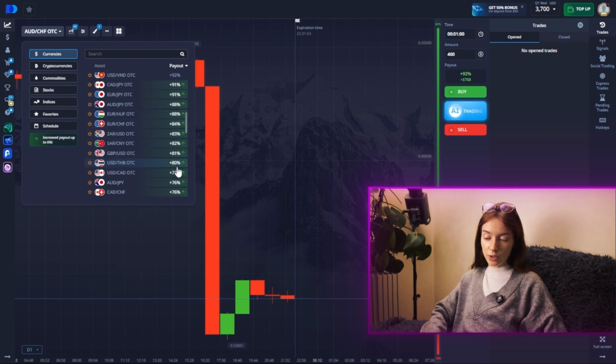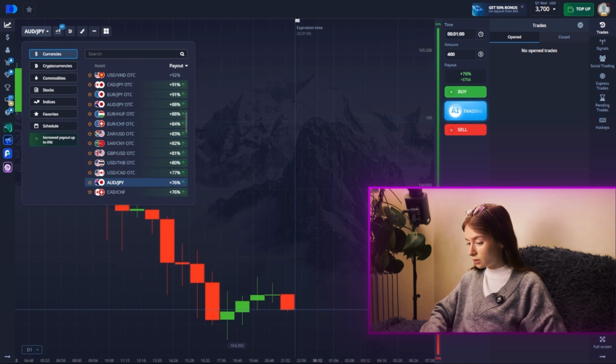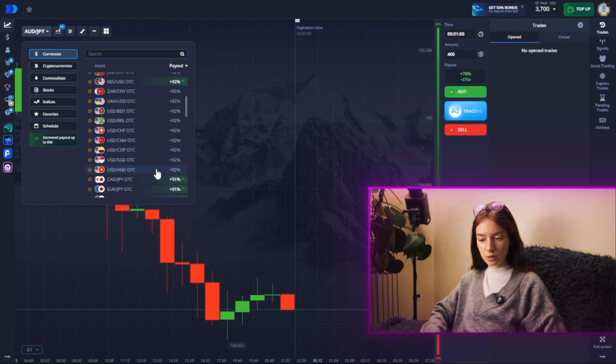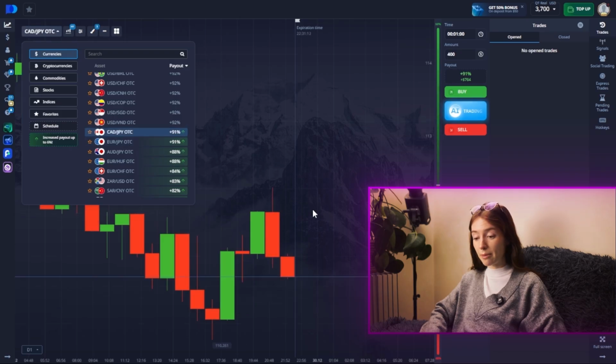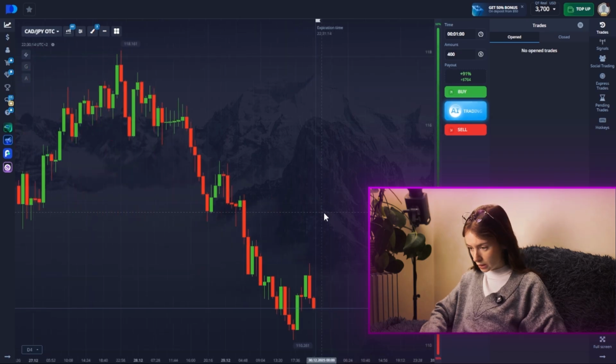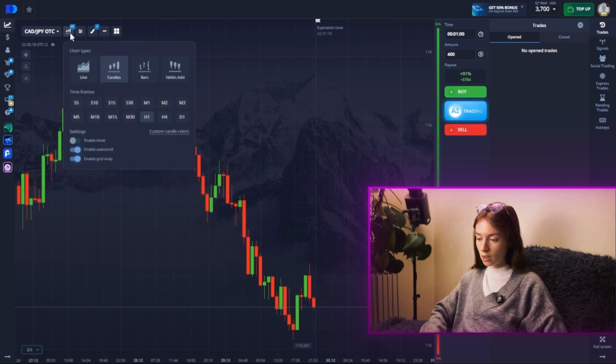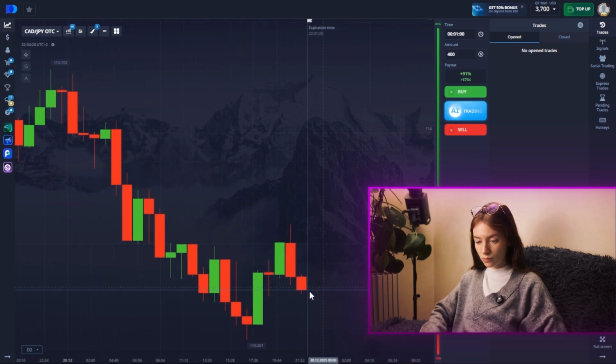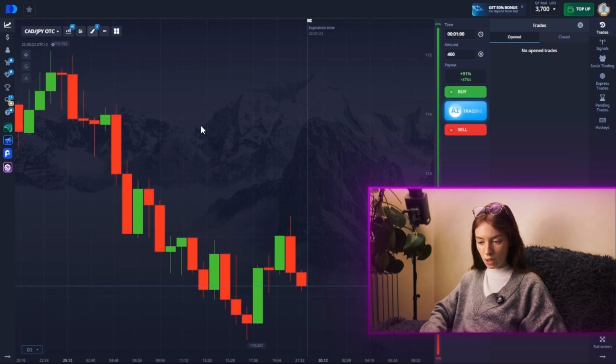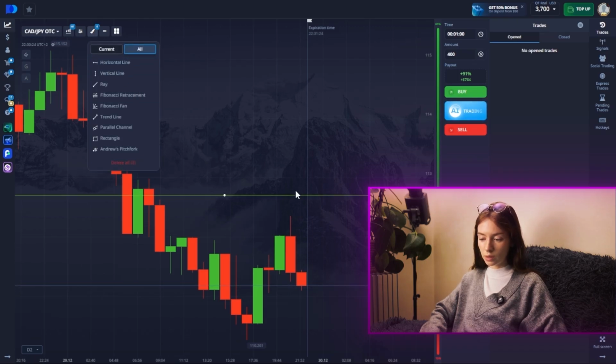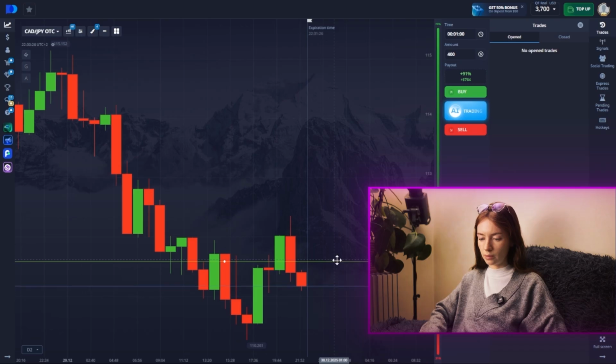Remember that we select pairs based on the payout indicator. For example, this one has a low payout, 76. We need above 80. Let's enter here. Now we clearly see a downtrend. We mark levels on the hourly time frame necessarily.